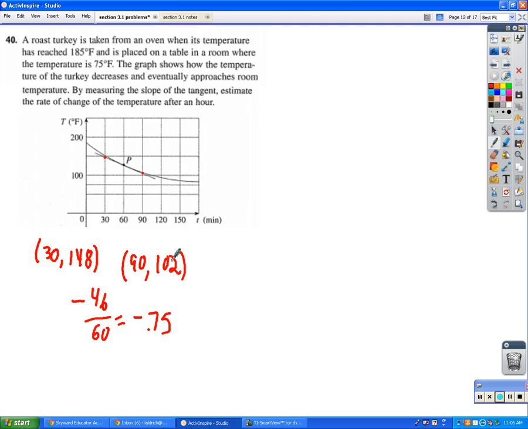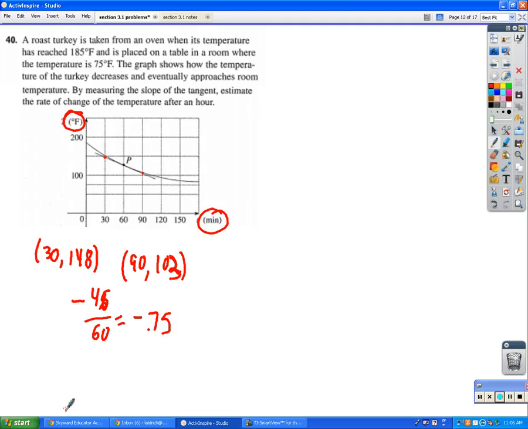Would that be the average or the instantaneous rate? So, estimate the rate of change of the temperature after 1 hour. After 1 hour, the temperature of the turkey is dropping 3/4 of a degree per minute, because these are degrees and these are minutes.